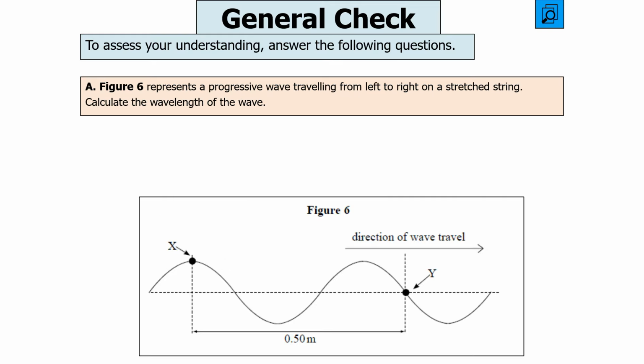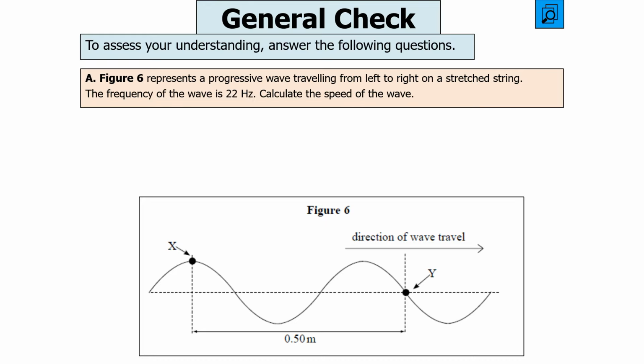Figure 6 represents a progressive wave travelling from the left to the right on a stretched string. Calculate the wavelength of the wave. So pause the video now, then unpause the video when you want to go through your answer. You should identify that the distance of 0.50 meters represents 1 1/4 waves. So 0.5 divided by 1 1/4 will give us 0.40 meters.